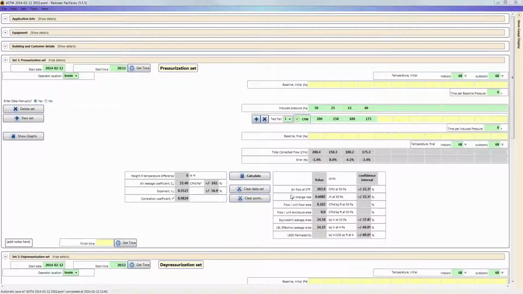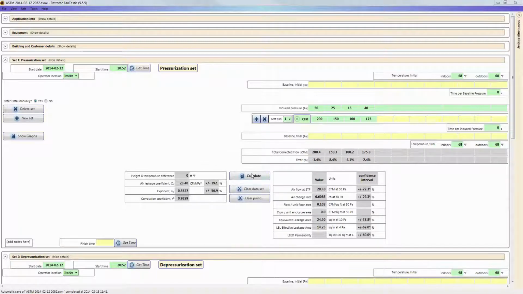We've got a result, and you can see over here we've got an air change rate of 0.6085 at 50 pascals, and that's really the only number that we really need to know. But the other one that we've got down over here is the exponent, the n value of 0.5527, and we've got the C value here of 23.4, and the units here are CFM. So these are the values that we need to do some calculations. Once we know those values, we know everything about this building in terms of how it leaks.